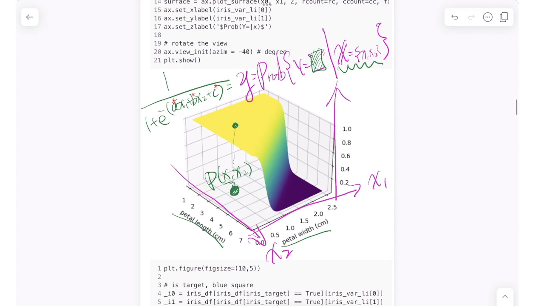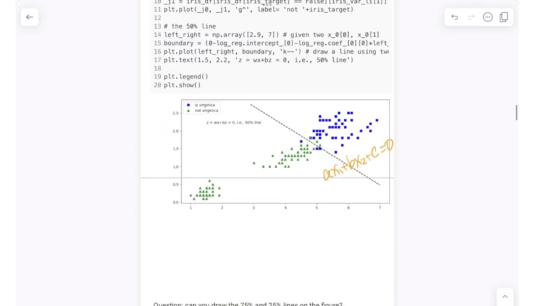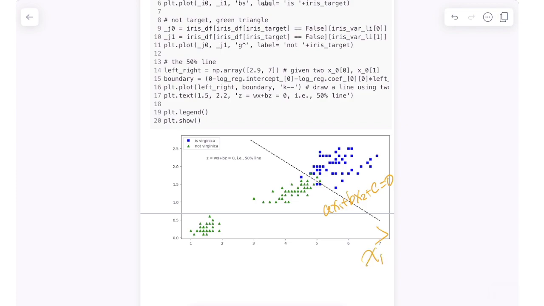Or sometimes you can draw this figure in this way. Again, that is x1, that is x2. The green dot is y equals 0, and the blue dot is y equals 1. That means it falls into the Virginica category, and the green triangle ones are not Virginica category. And as I mentioned, we can draw a boundary line.